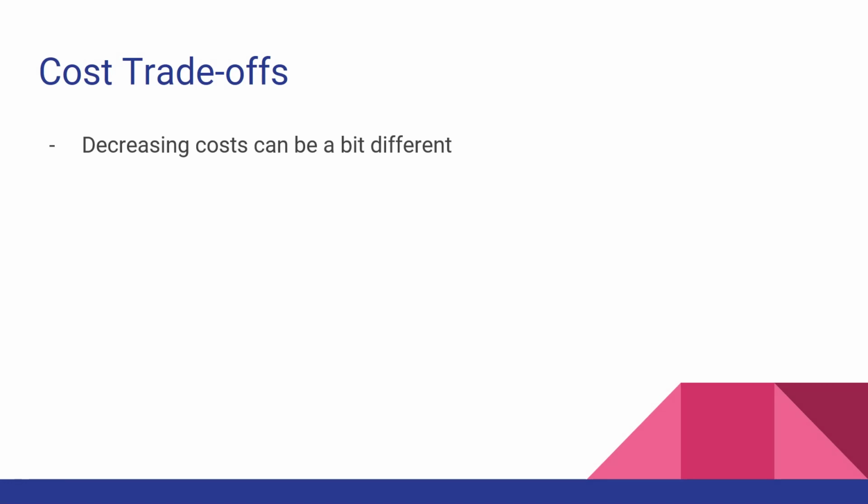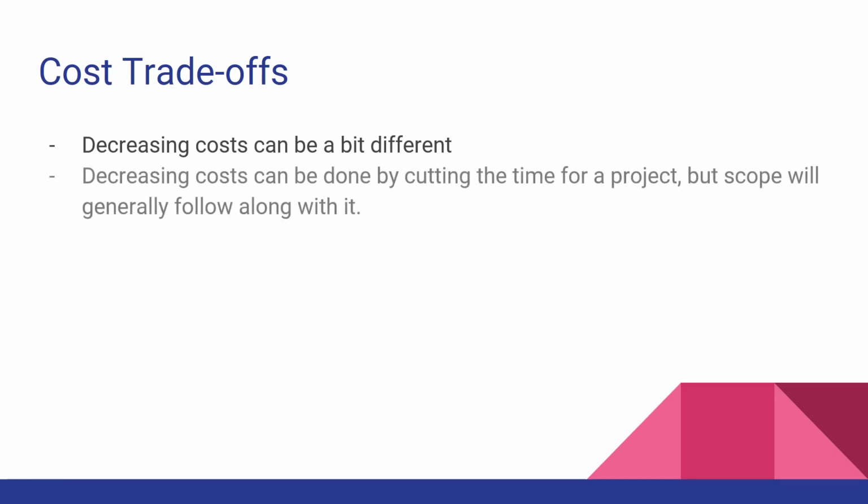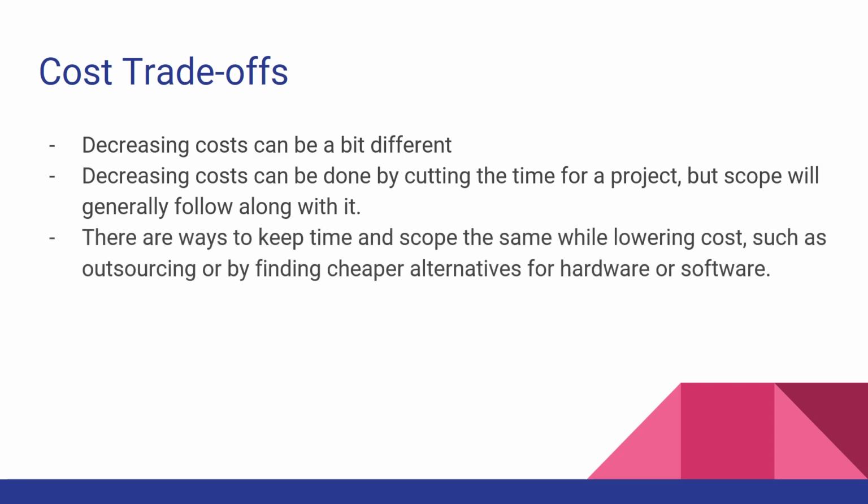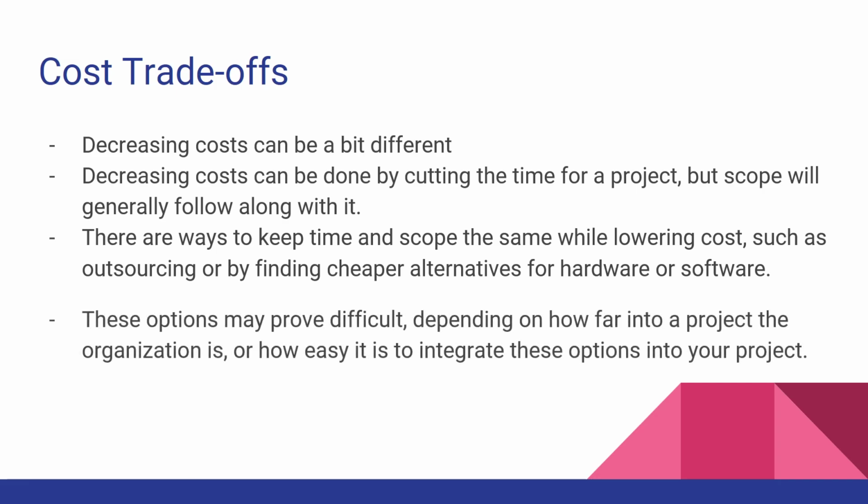Decreasing costs can be a bit of a different matter. Decreasing costs can be done by cutting time, but scope will generally follow along with it. There are things that can be done to keep time and scope the same, such as by outsourcing or potentially finding cheaper alternatives to hardware or software. These options may prove difficult depending on how far into a project the organization is, or how easy it is to integrate these options into your project.